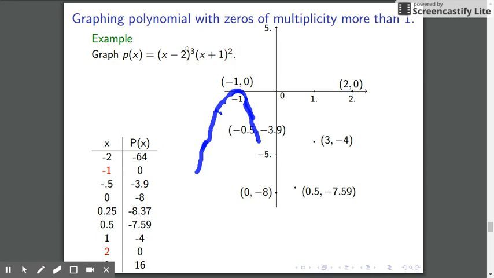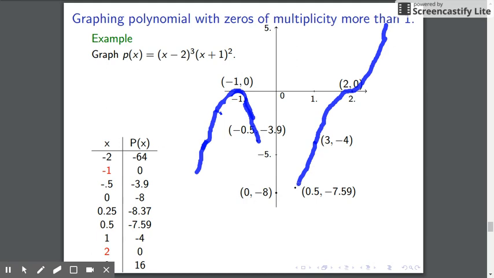Then I have to take care of a multiplicity 3, which is at 2 and 0. At 2 and 0, we have a multiplicity 3. That's an odd one, so it's going to pass through it. So when I'm going there, I have to make sure that I'm going nicely and then going back up. See, I made that little curve that is supposed to happen.